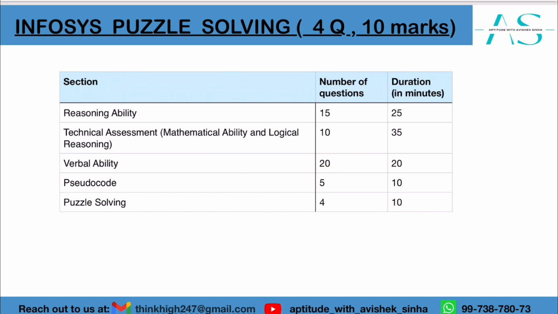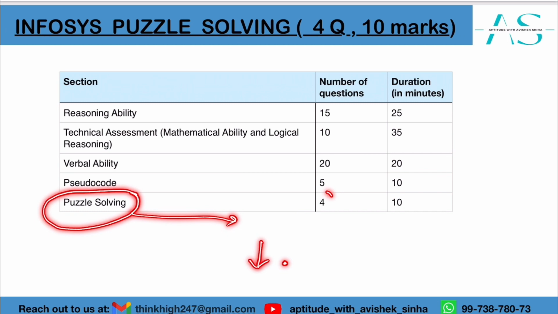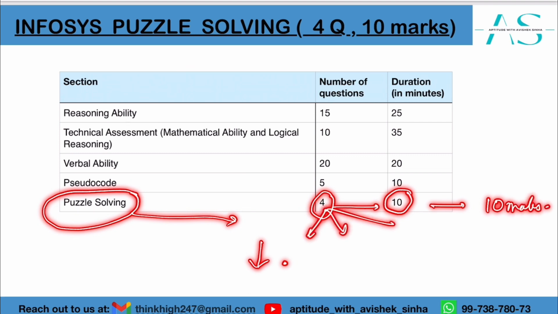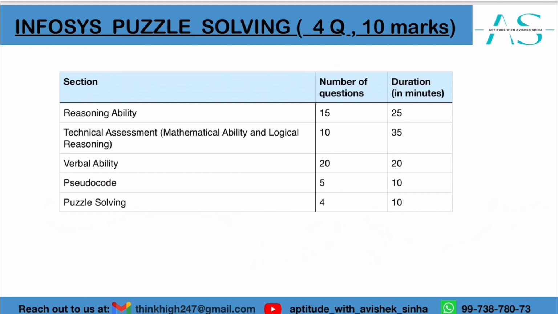Pseudo codes, 5 questions, 10 minutes. And the next one is puzzle solving, which is what we are going to discuss extensively in this video. You are given 4 questions and 10 minutes, and you can score these 10 easy marks, because these 4 questions are divided as 2 marks, 2 marks and 3 marks and 3 marks, which makes 10 easy marks. Let's see if these are easy or difficult or moderate to crack. You decide based on the end of the video.